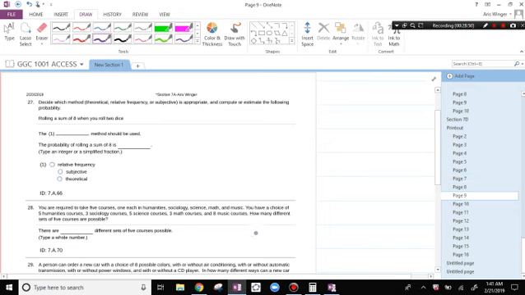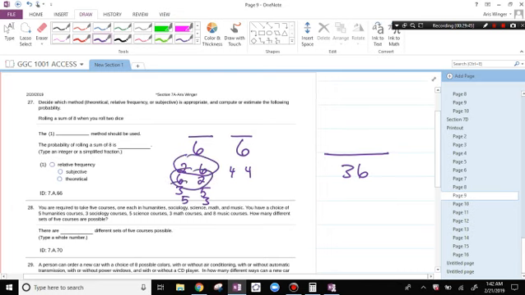Decide which method is appropriate and compute or estimate the following probability. Rolling a sum of 8 when you roll 2 dice. We got 2 dice. So again, the question is, what is the denominator? This is out of what? There's 6 choices for the first die, and there's 6 choices for the second die. So the total number of possibilities is 36. We need to get an 8. How do you get an 8? You can get an 8 by doing a 2 and a 6, a 6 and a 2, a 3 and a 5, a 5 and a 3, and a 4 and a 4. That's 1, 2, 3, 4, 5. That is 5 ways out of 36. And of course, this is theoretical.